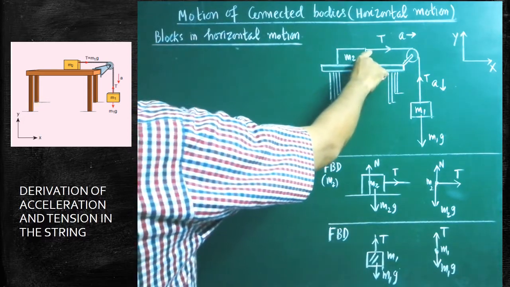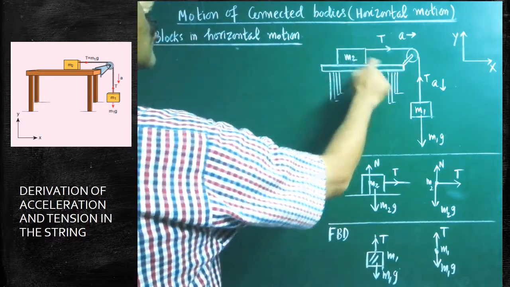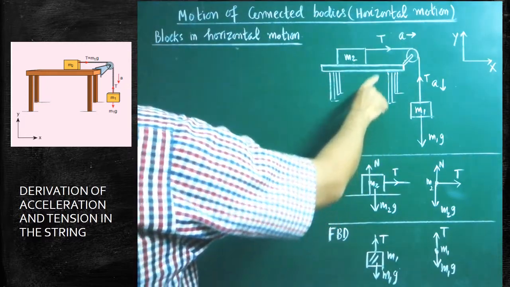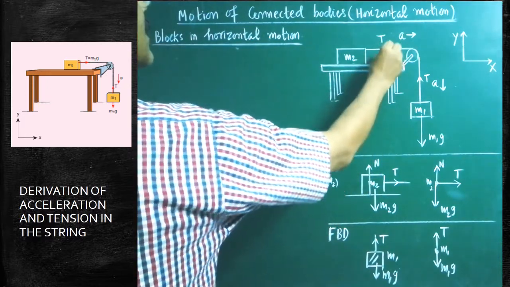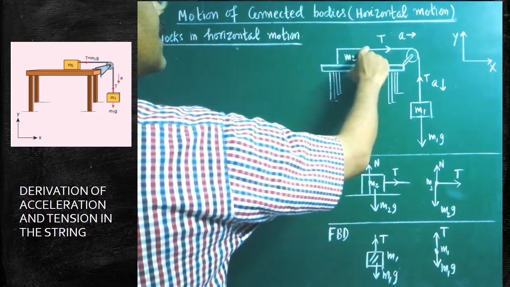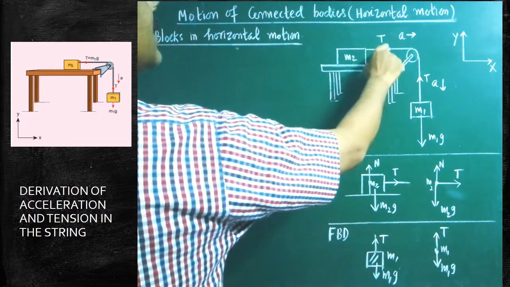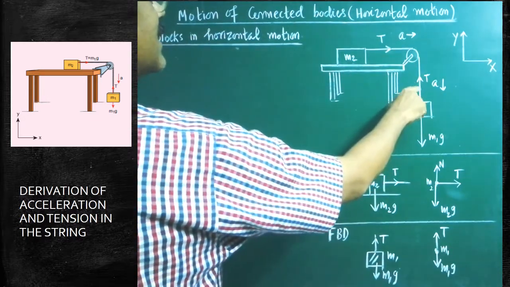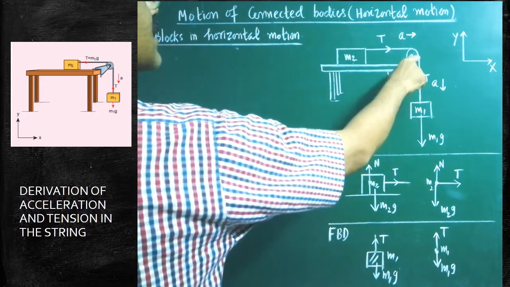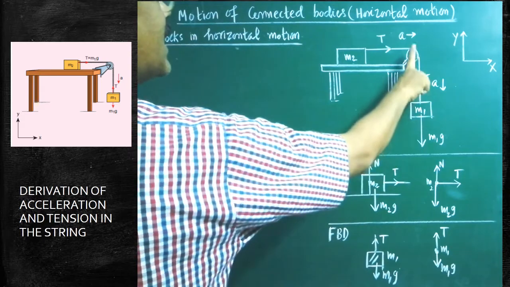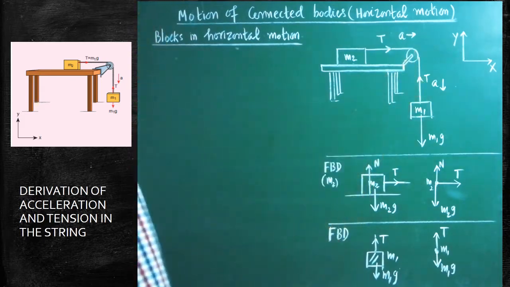Both masses M1 and M2 are connected by a string, and the tension acts along the string. Look at the direction of the tension. On this mass, the tension is acting in this direction, and on the other mass it is acting in the opposite direction. This one should be taken as the point of suspension. Always, tension will be acting towards the point of suspension.